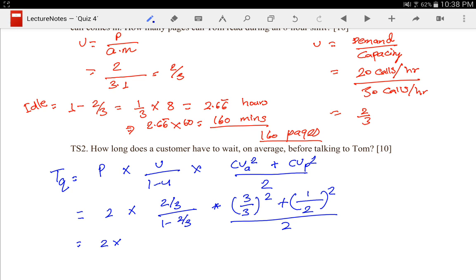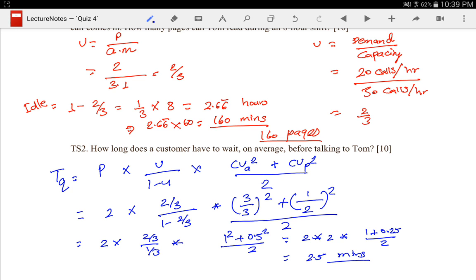This is 2 multiplied by 2/3 divided by 1/3, multiplied by 1 square plus 0.5 square, divided by 2. 2/3 divided by 1/3 is 2, multiplied by 1 plus 0.25, and this divided by 2. If you solve this, you should get 2.5 minutes. That is, every customer has to wait 2.5 minutes before they talk to Tom.